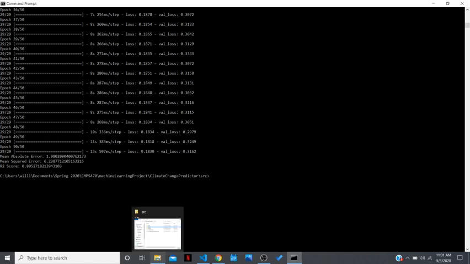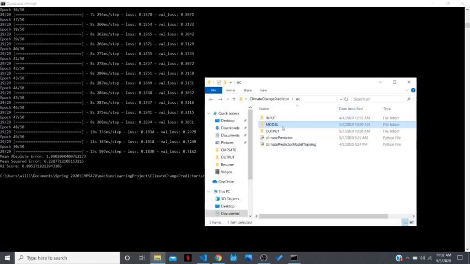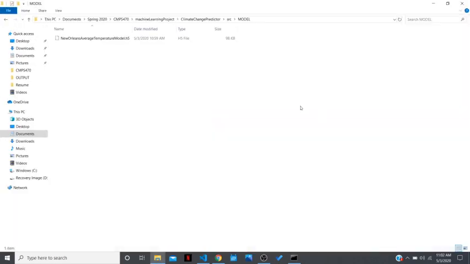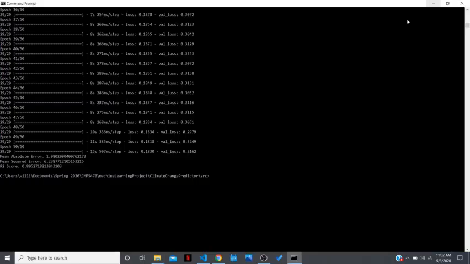And now that we have our model, it's also saved inside of our project. So as you can see, this is saved at 10:59 a.m. and it's 11:02. So this was just saved recently, and we're going to need that model to predict the next 3 years for New Orleans climate. So now we have a model, we can go ahead and run our actual climate predictor.